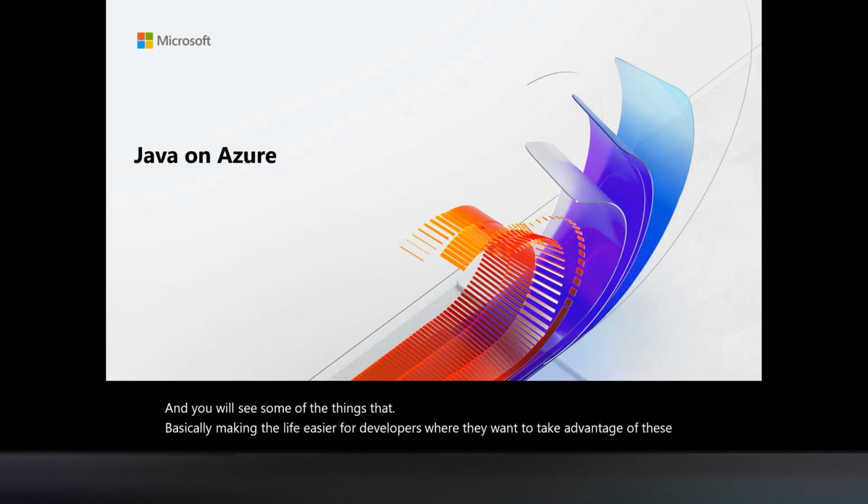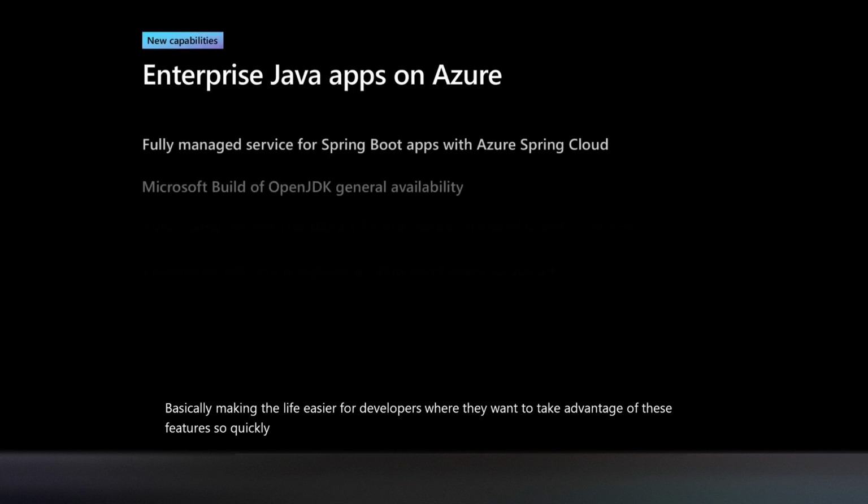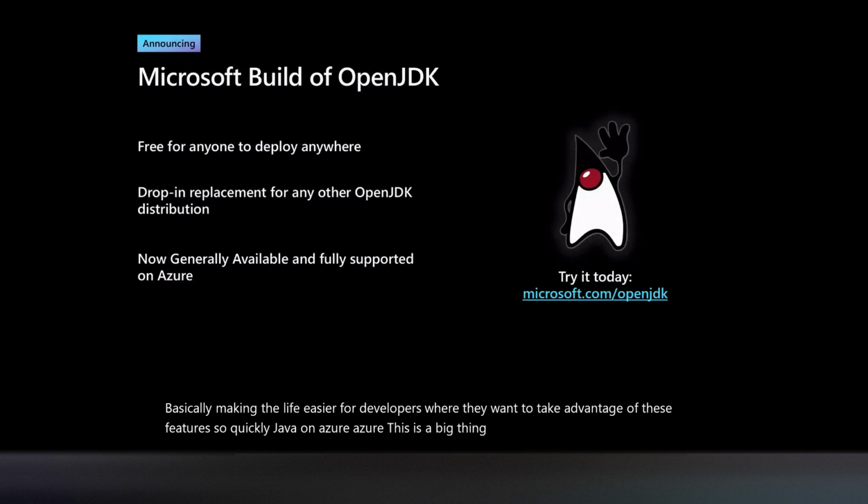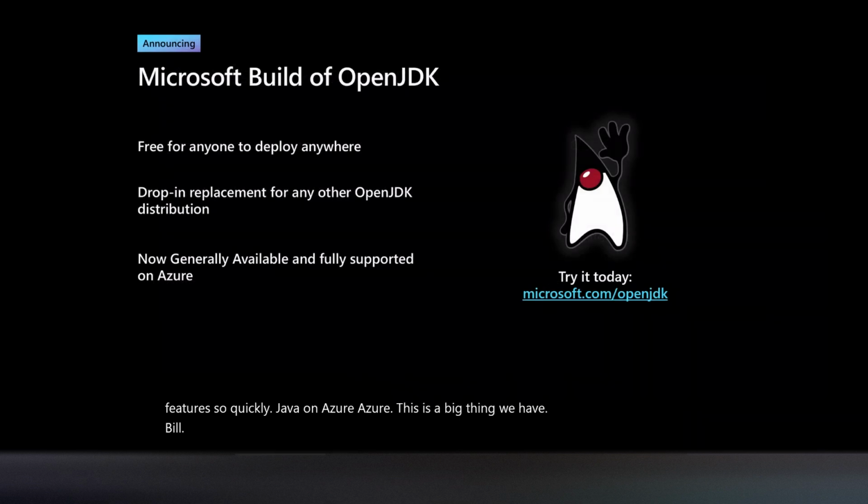So quickly, Java and Azure. Azure, this is a big thing. We have built, now the big announcement is OpenJDK. So we have now OpenJDK from Microsoft, you know. So this is an OpenJDK distribution that is from Microsoft.